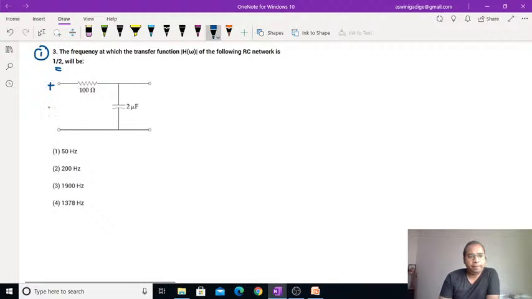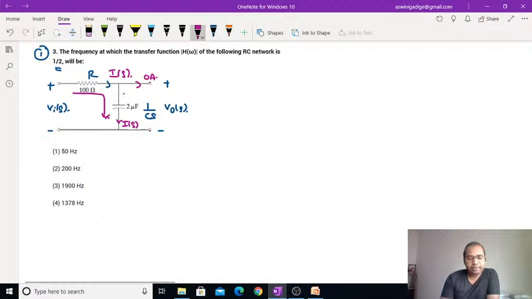So let's take plus minus VA of S, it is R, it is 1 by CS, plus minus V naught of S, and let's take here the current I of S is flowing. Whatever the current that is flowing through the resistor, the same current will also flow through the capacitor, because both these two nodes are open circuited, so the current flowing through this node becomes equal to 0 ampere. So the same current will flow through the resistor and the capacitor.